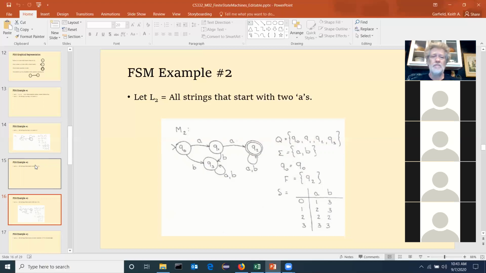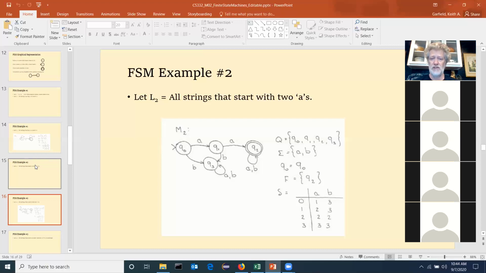The set notation form on the right, once you draw the picture, is a trivial translation. So Q, the set of states, is Q0, Q1, Q2, Q3. And sigma is {a, b}. We said that before. Q naught is Q0. The set of final states is the set that contains Q2.